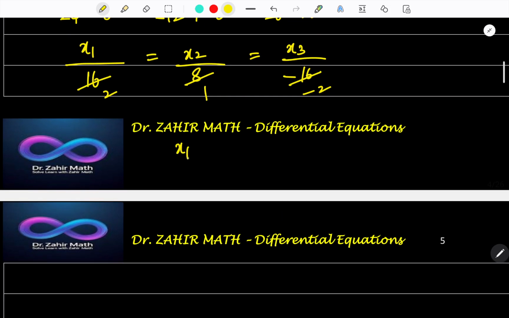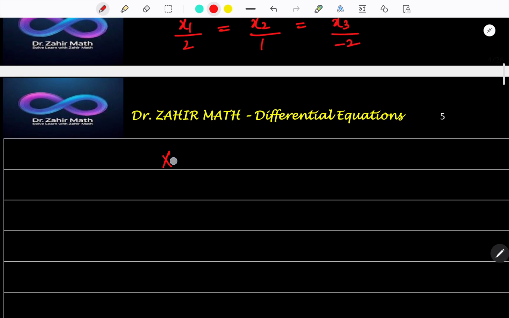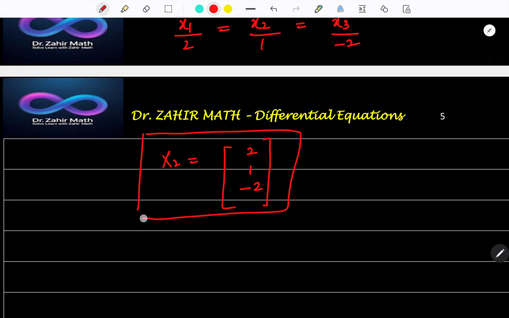So finally it will be x1 divided by 2, x2 divided by 1, and x3 divided by minus 2. So finally we are going to get the next eigenvector as 2, 1, minus 2. So 2, 1, minus 2 is the next eigenvector. This is corresponding to lambda is equal to 3.